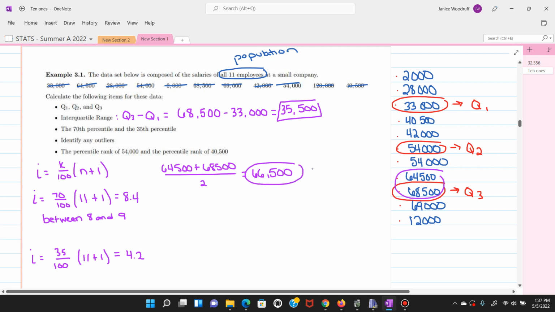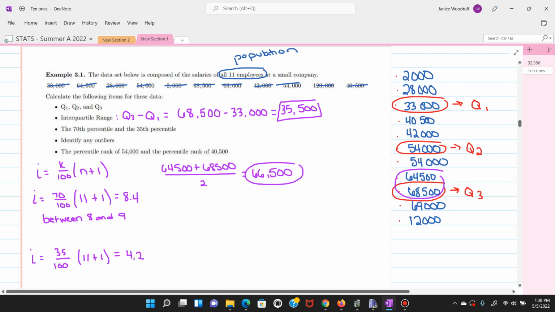Okay, so the 70th percentile of salaries in that company, 66,500. That's not an actual salary. That's okay. That's saying that that is that range where if you make more than that, you're in the top 30%. If you make less than that, you're in the bottom 70%. So it's just a separator.